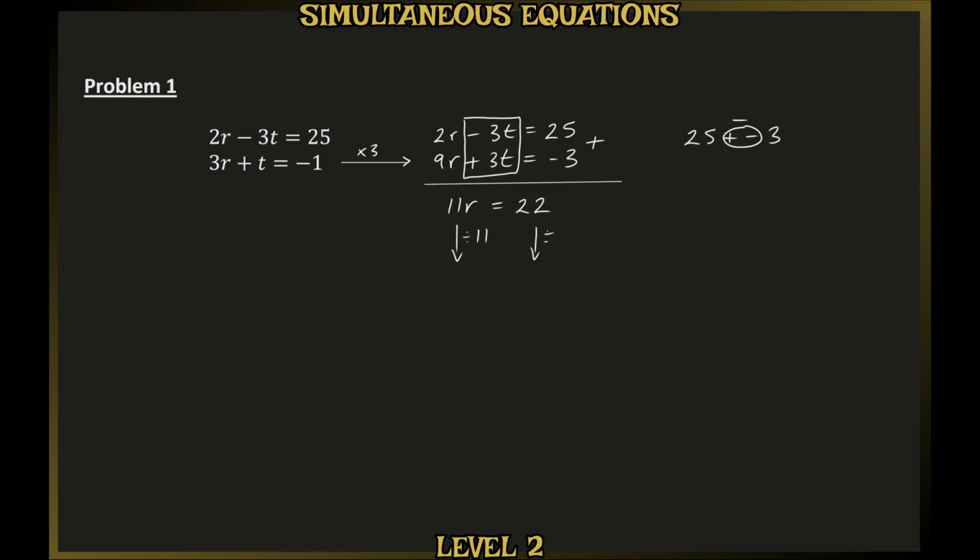To now solve for r, we can remove the times 11 from the left by dividing by 11 and doing exactly the same on the right. And on the left, the times 11 and the divide by 11 cancel out to leave us with r, and on the right, 22 divided by 11 is 2. So r is equal to 2 is the first part of our solution.